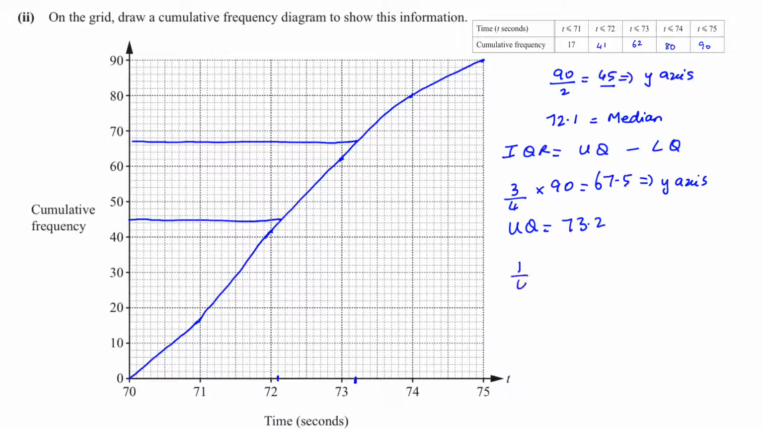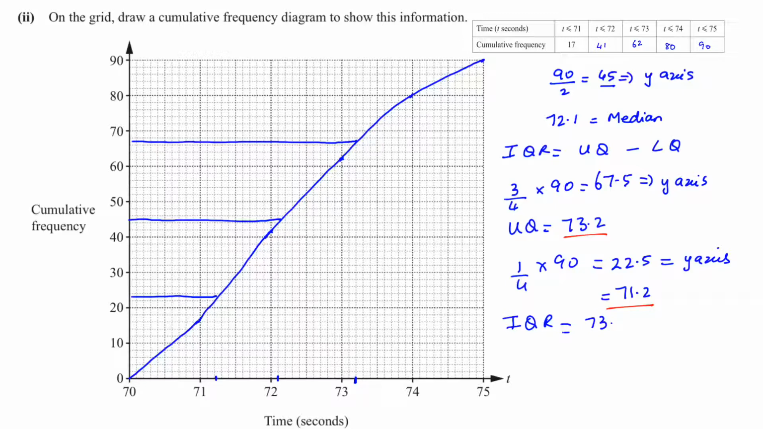Now for the lower quartile, we multiply the frequency by 1/4. That will give us 22.5. Again, this is the cumulative frequency on the y-axis. We have to find the corresponding x value. This is 22.5, and we will get somewhere here 71.2. You can write it as 71.2. Therefore, the interquartile range is the upper quartile minus the lower quartile. So 73.2 minus 71.2 will give us 2. Any answer between 1.9 to 2.2 will be marked right.